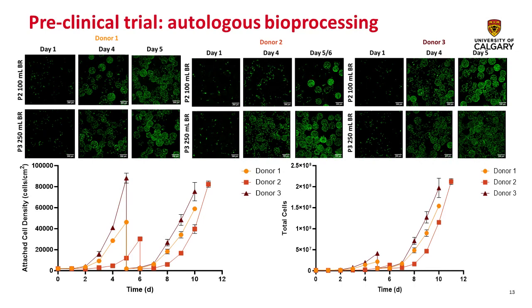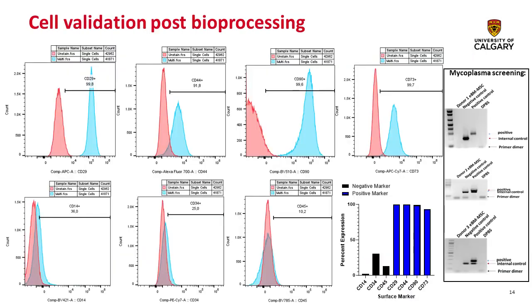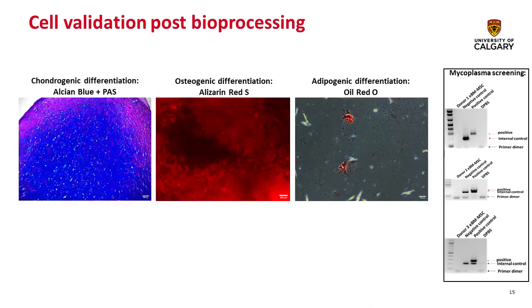So here I've included the imaging as well as daily bioreactor counts over the 2 bioreactor passages, as well as the immunophenotype, which we validate after each passage to ensure the cells are not changing at any point of the bioprocess. And before re-injecting the cells, we do a mycoplasma test, with all 3 donors having come back negative. To ensure the cells maintain their functional abilities, we did trilineage differentiation after this bioprocess, with the cells still being able to maintain their ability to differentiate into cartilage, bone, and fat.